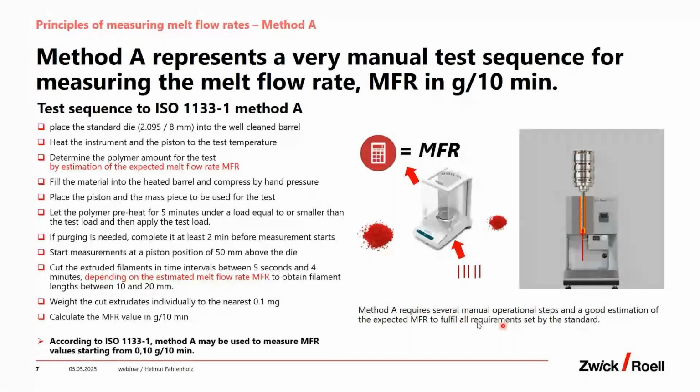The advantage of this method A is you can use it for all kinds of materials, thermoplastic materials for sure. You can use it for filled grades. So if you have fillers in the material, for example, glass fiber, and the distribution is not that homogeneous, you can still measure it. You will see it in the result. So you will get a little bit of fluctuation, but you still get the result in gram per 10 minutes.